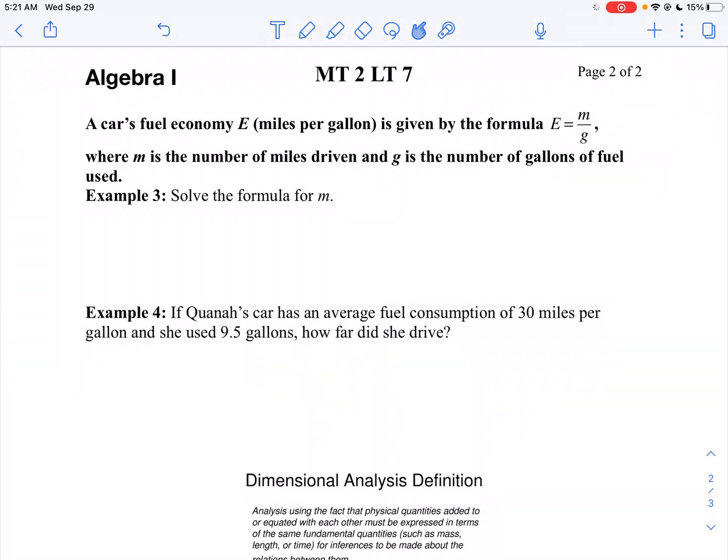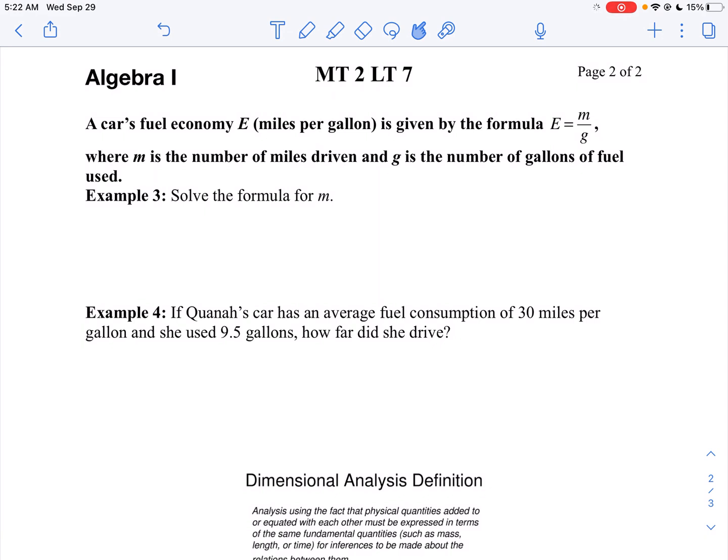In our next problem, we have a formula. A formula is a literal equation where each variable stands for something. So on this question, it says a car's fuel economy, E, in miles per gallon, is given by the formula E equals M over G. M is the number of miles driven. G is the number of gallons of fuel used.